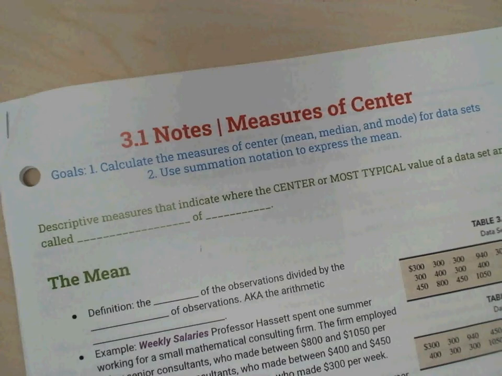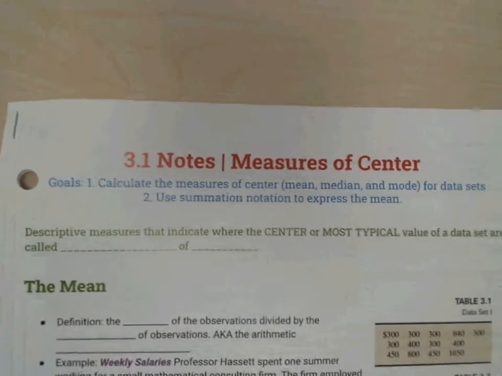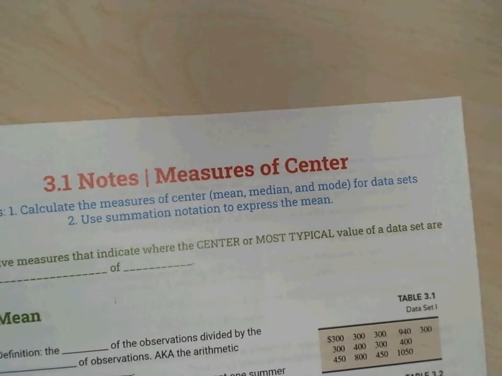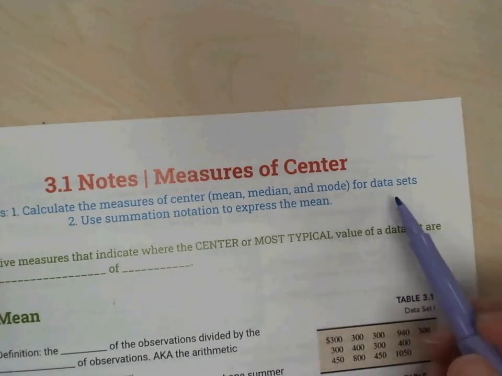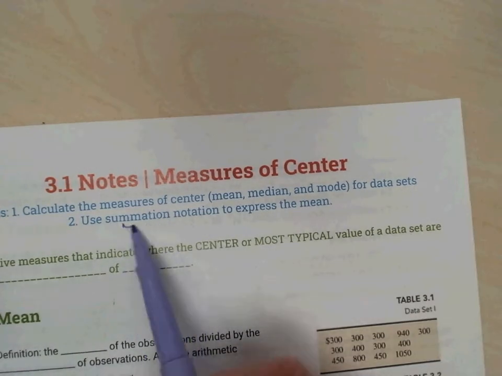These are the notes for 3.1, Measures of Center. We have two goals today: calculate the measures of center, mean, median, and mode for data sets, and use summation notation to express the mean. So that's the new notation piece.